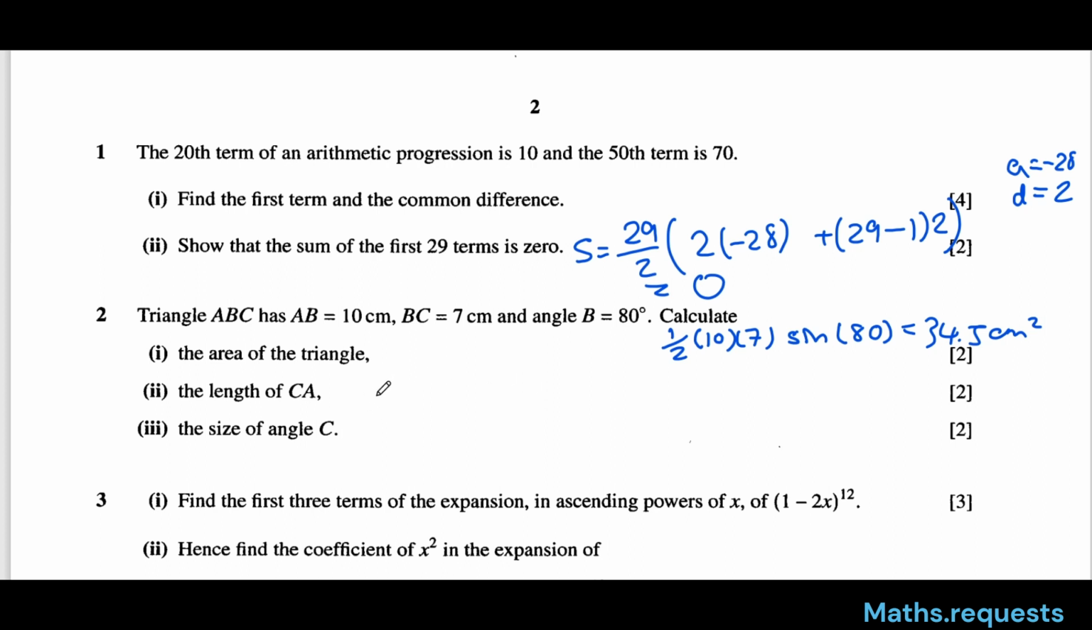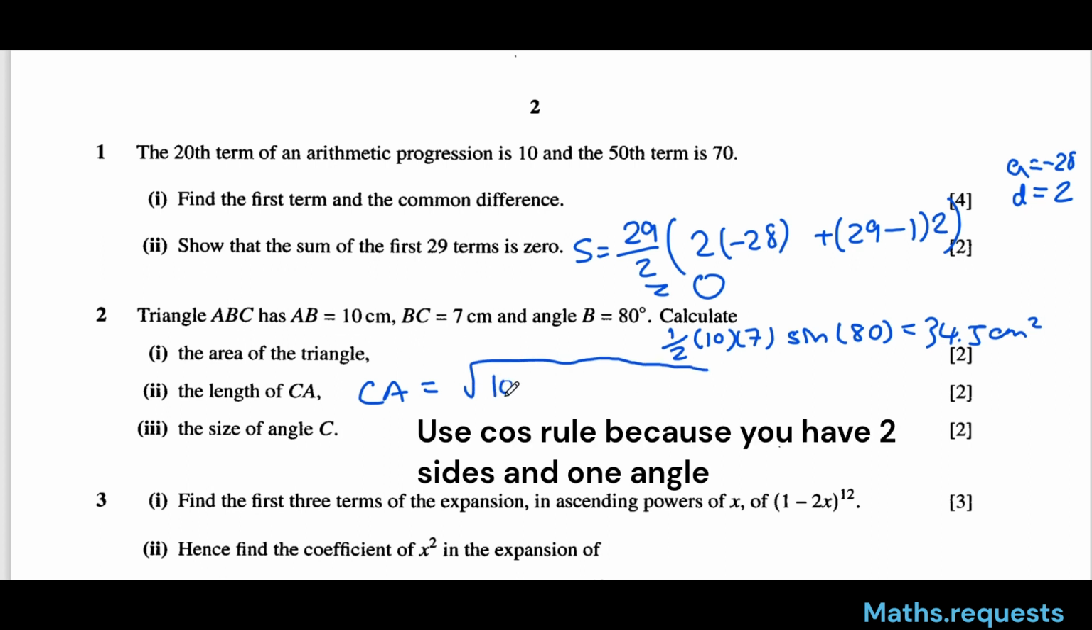Okay, the length of CA, we can find by using the cos rule. So you know that CA will equal the square root of 10 squared plus 7 squared minus 2 times 10 times 7 times cos 80, which equals 11.2 centimeters.